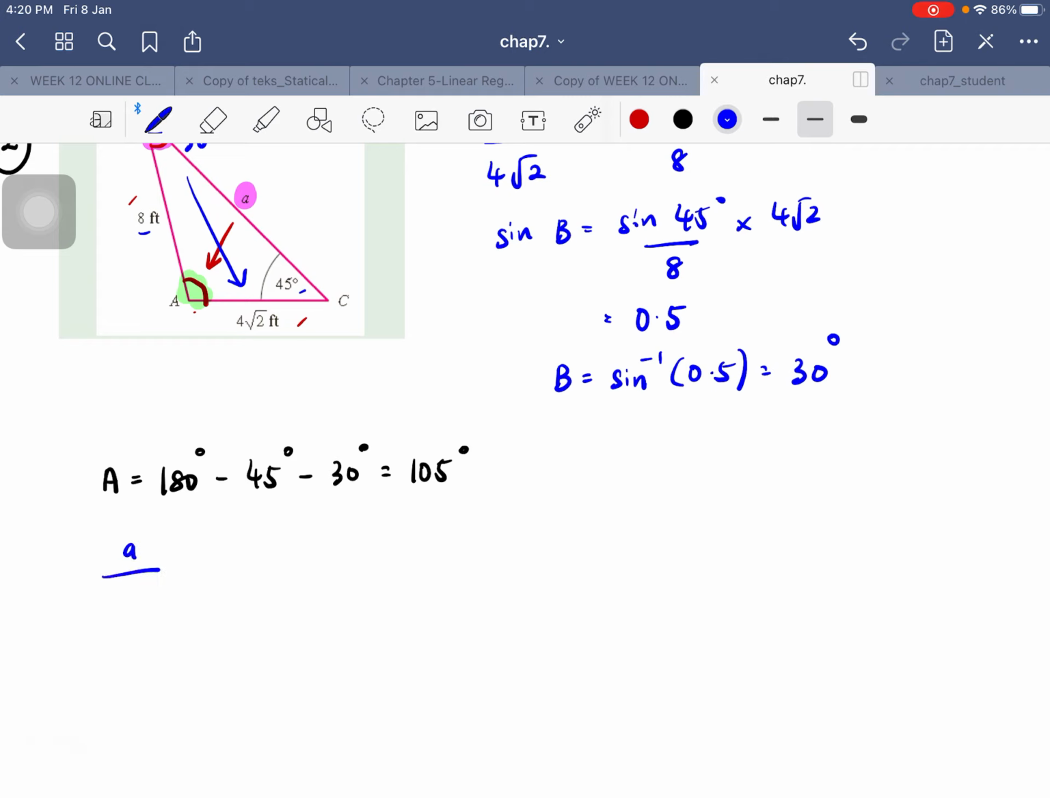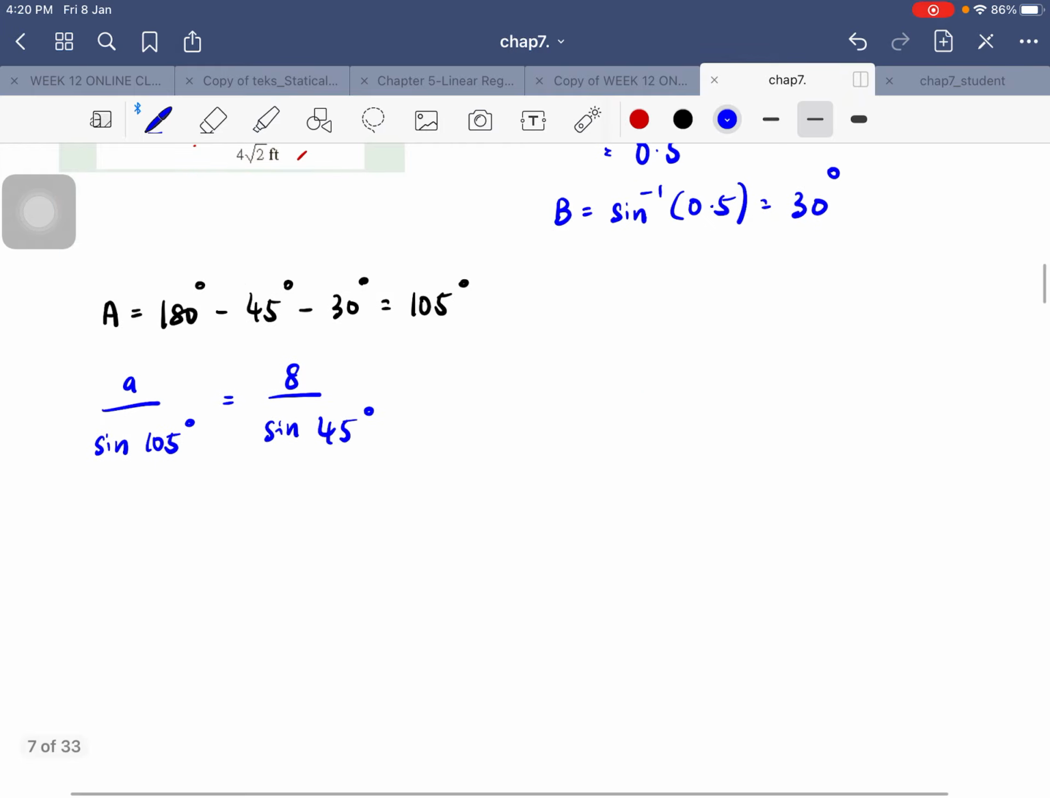So small a over the angle A, which is sine 105 degrees, is going to equal, let's use this side over here, 8. So that is going to equal 8 over sine of 45 degrees. So I can easily find the value of a. I'm going to use my calculator to find 8 divided by sine 45, multiplied by sine 105.